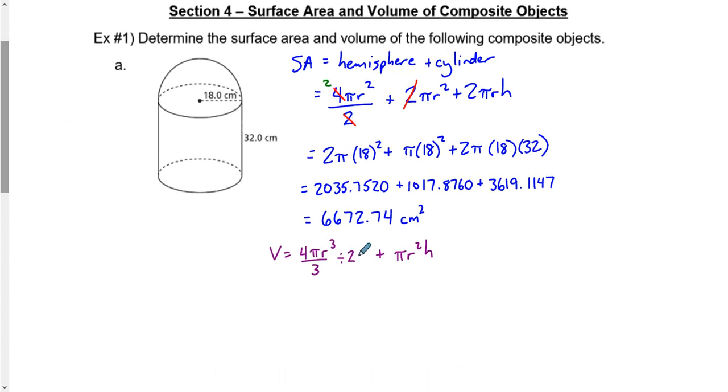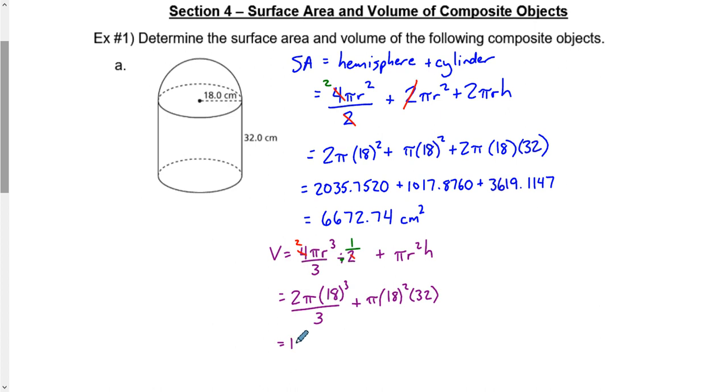Of course, I'm going to do a quick little bit of manipulation here. For example, dividing by 2 means multiplying by 1/2, which means I can reduce my 4 and 2 to give me a 2. So when I plug it into my formula, all I'll have to do is use the 2. My radius still is 18 divided by the 3, adding pi multiplied by 18 squared multiplied by our height of 32. So 2 pi multiplied by 18 cubed, divide that answer by 3.